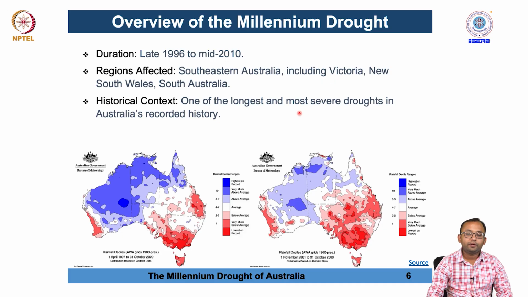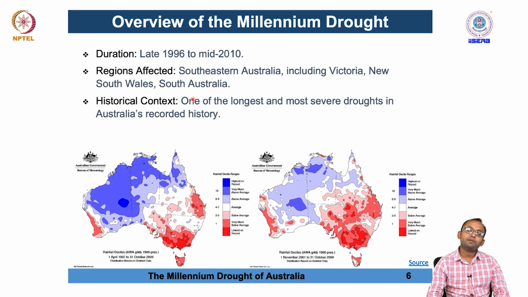Then in another lecture, we talked about a drought event, particularly the Millennium drought conditions in the Australian region. We talked about a drought which started in late 1996 and terminated in mid 2010. Multiple regions in Australia, for example, the southeastern Australian region, Victoria, New South Wales, and South Australia, were affected.